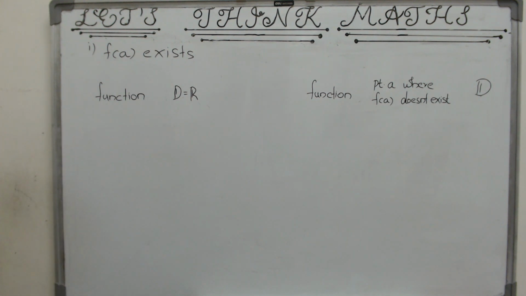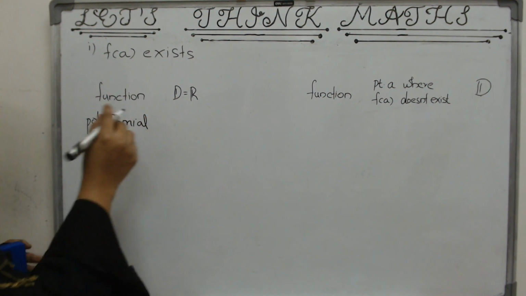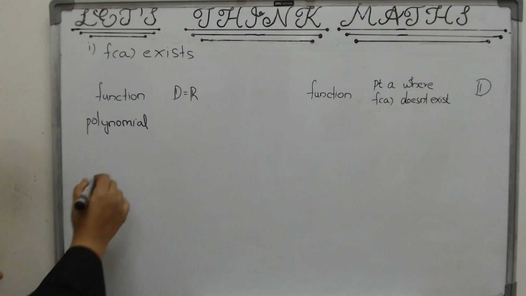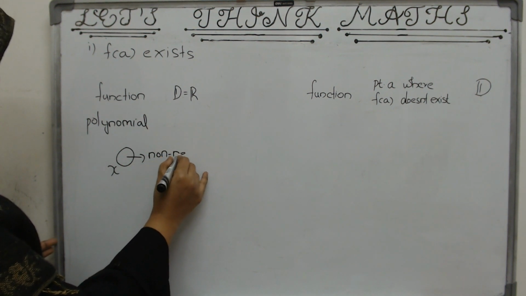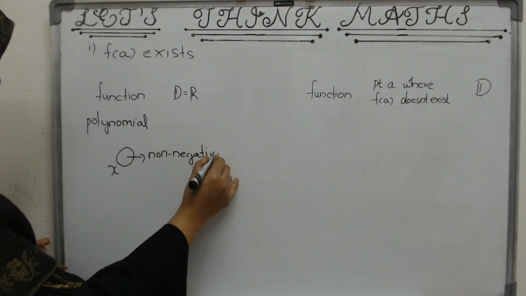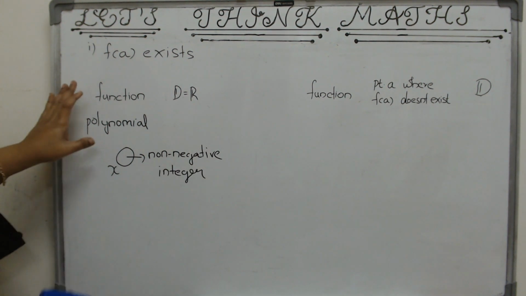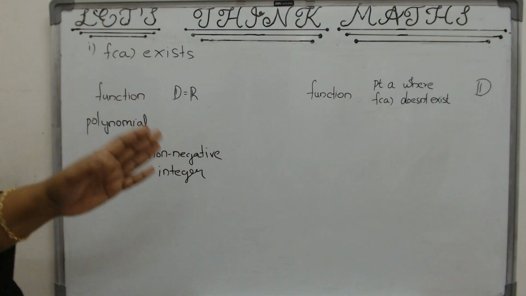To start with examples, the first example that should come to your mind is polynomial. Polynomials are extremely well behaved. What are polynomials? A polynomial in any variable x is an algebraic expression in x where the powers of x must be non-negative integers. It must be non-negative and it must be an integer. Then it is called a polynomial. Polynomials exist throughout the real number line.